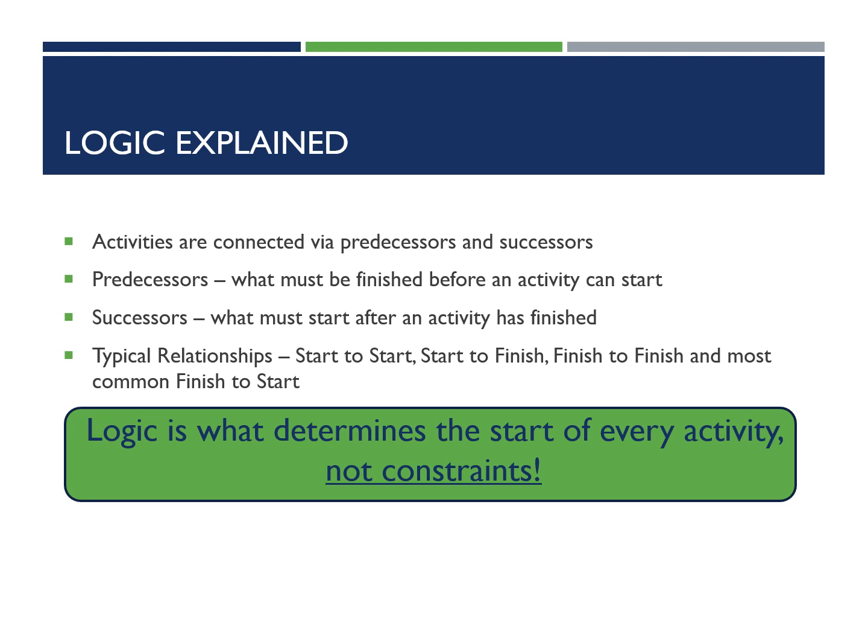Finish to finish, you see that quite frequently too, especially on summary level activities. So in a finish to finish, activity A finishes and activity B should also be able to finish. But the most common that you're going to see is finish to start. Activity A finishes, activity B then starts. But it's logic that determines the start of every activity.